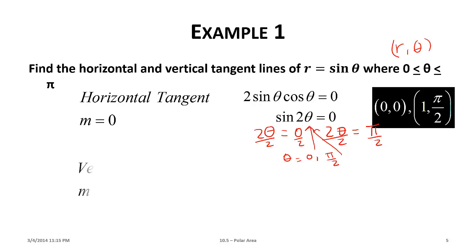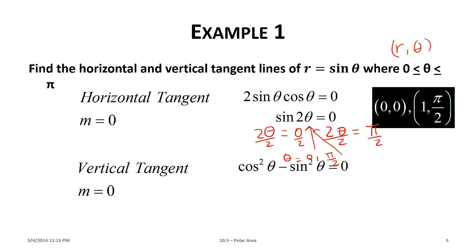To get your vertical tangent, in this case it's where your slope is going to be undefined, or no slope. And in this case your x is going to be sine theta cosine theta. If you take the derivative of that, as we tried to derive it last time when we figured out the slope, cosine squared theta minus sine squared theta equals 0.